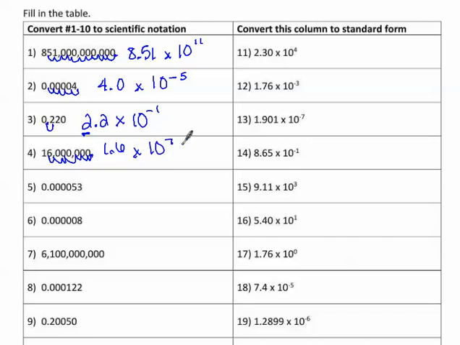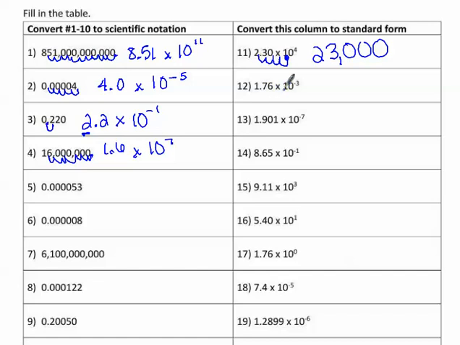Let's look at the column where you convert to standard form. This exponent is positive, so I'm going to move my decimal to the right to make a whole number. 1, 2, 3, 4. You want to fill in any of the empty spaces with a 0. On this one, you should have gotten 23,000.